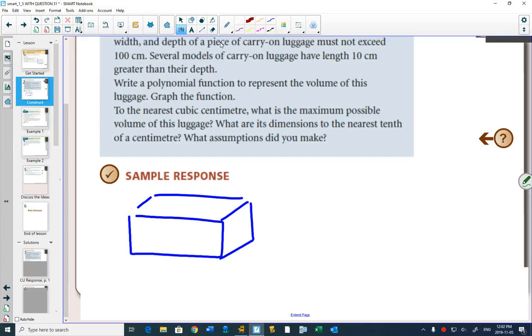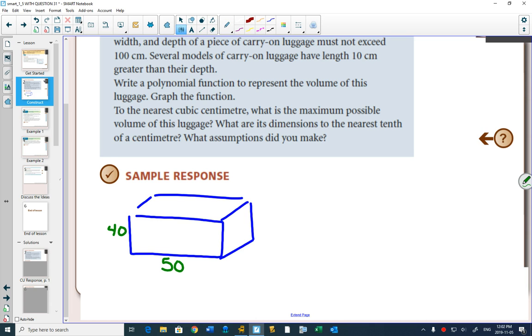So what do we know? The length, the width, and the height all together have to be up to 100 centimeters. The length is 10 centimeters greater than the depth. So if my length is 50, my depth would be 40.